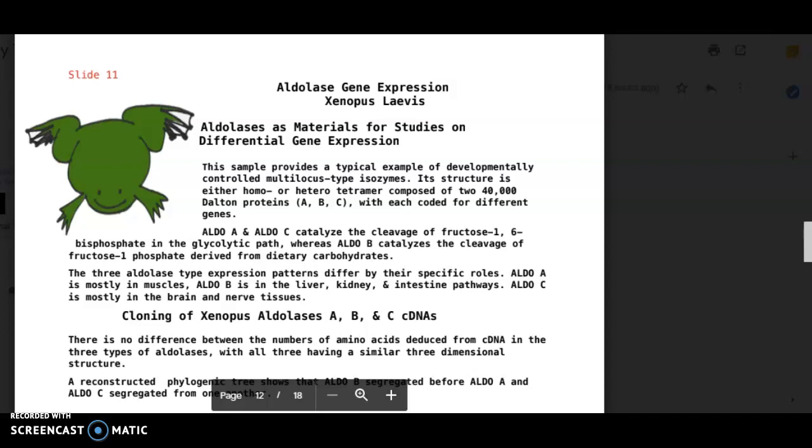A cell line was obtained from the Xenopus adult kidney, and fluorescence in situ hybridization studies showed that the three aldolase genes are located in different chromosomes.